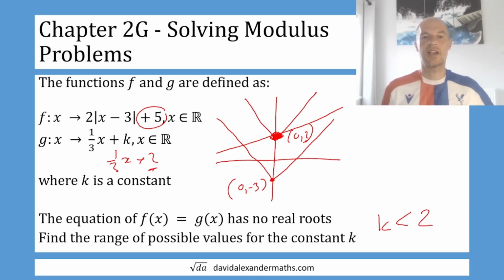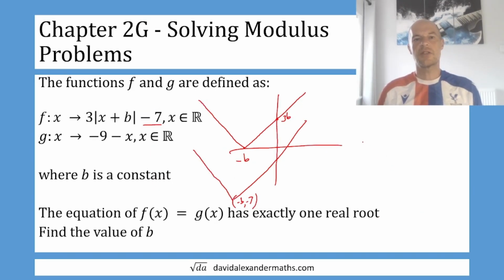Y equals a third of x plus anything that is less than 2 will cut through the y-axis at a point that is slightly below, or maybe massively below 2, but it will not be 2 or more. If it's 2, we get one solution, and if it's more than 2, we'll get 2 solutions.